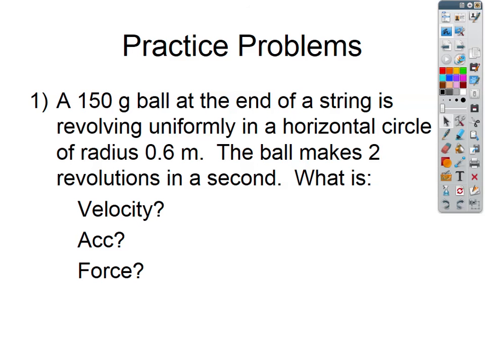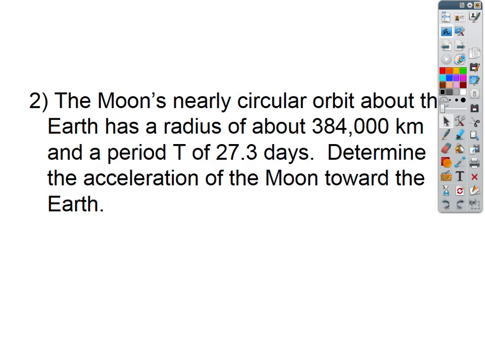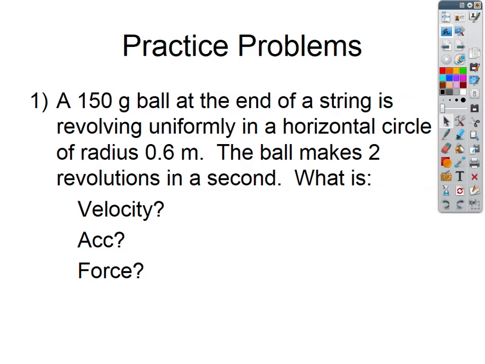So what's the velocity? Okay. So if I start off here, I'm actually going to go back and forth a little bit. I think I can fit it here. Velocity is equal to 2 pi r over t. Well, 2 pi, and what's going to be the radius? It says it, 0.6 meters.